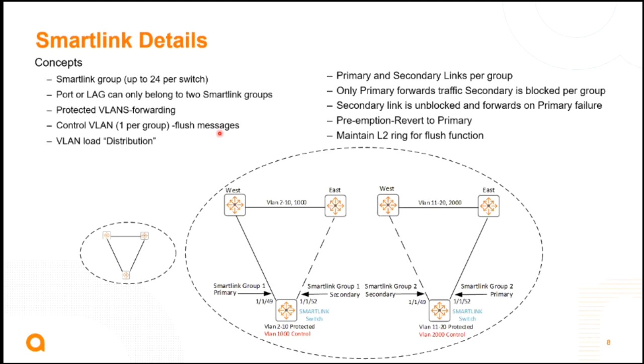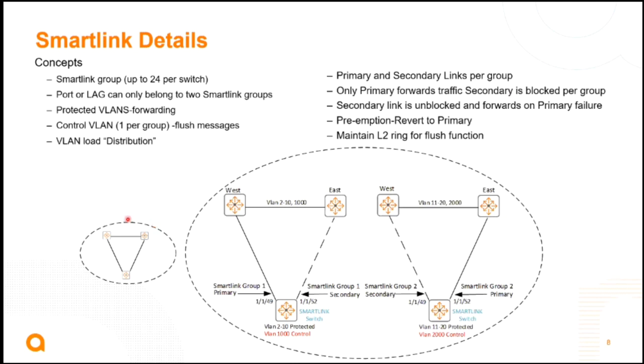This control VLAN is required and necessary to enable you to flush packets. So we use this VLAN as a flush mechanism, okay, because we don't have spanning tree. Again, I've talked about the VLAN load distribution. We have a primary and a secondary link per group. And now I'm going to just quickly go over to the diagram so you can sort of get a view of this.